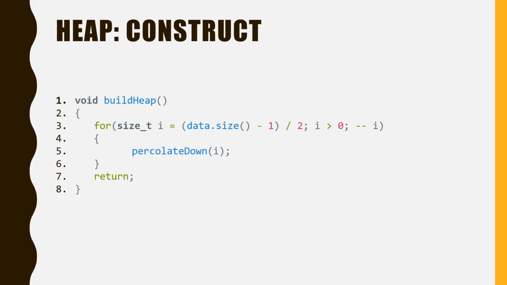The construction function is implemented using a simple for loop. It iteratively downpercolates the nodes in the heap's internal array, working in reverse order from the last non-leaf node to the root.